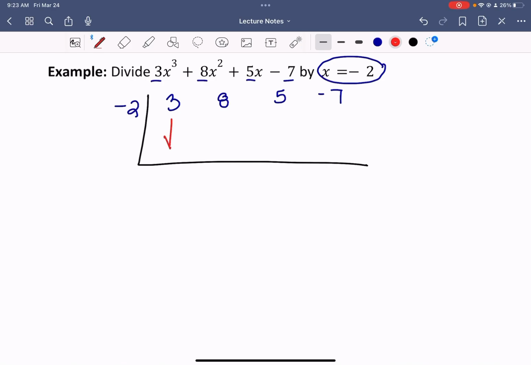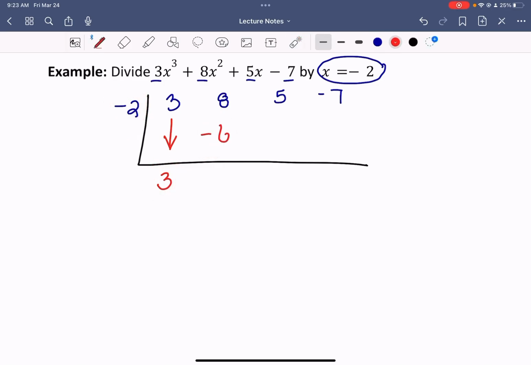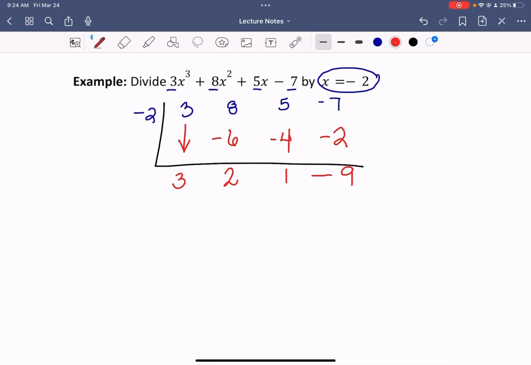First step, you're going to bring the 3 down and place it here. Next, you're going to multiply negative 2 times positive 3, and you'll place that number here. So it gives me negative 6. And then add vertically, which gives me positive 2. Multiply negative 2 by positive 2, that gives me negative 4. Add vertically, it gives me positive 1. Multiply negative 2 times positive 1, that gives me a negative 2. And then add vertically, which gives me a negative 9. This right here is my remainder.